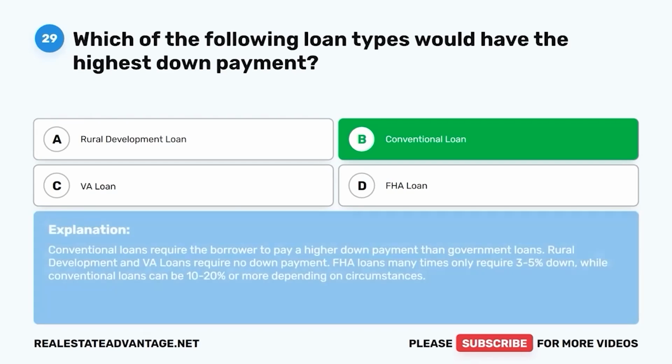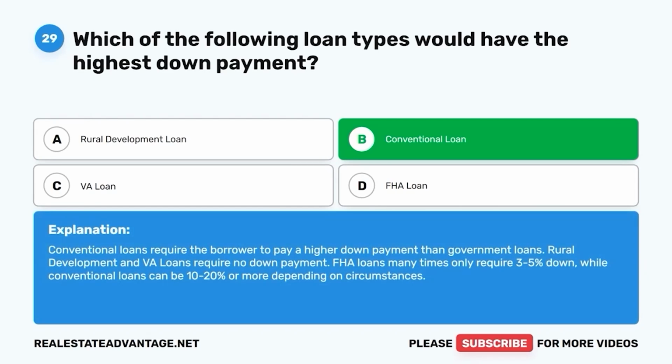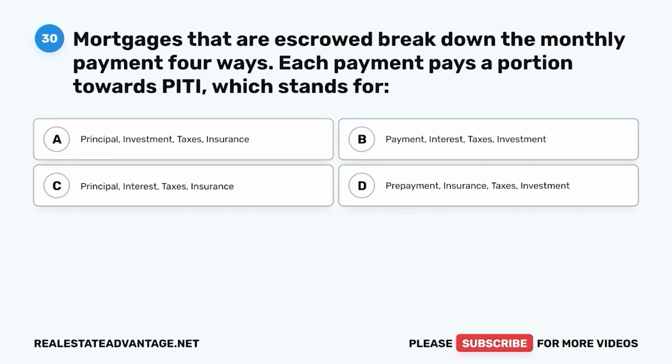Conventional Loan. Conventional loans require the borrower to pay a higher down payment than government loans. Rural development and VA loans require no down payment. FHA loans many times only require 3 to 5% down, while conventional loans can be 10 to 20% or more depending on circumstances.